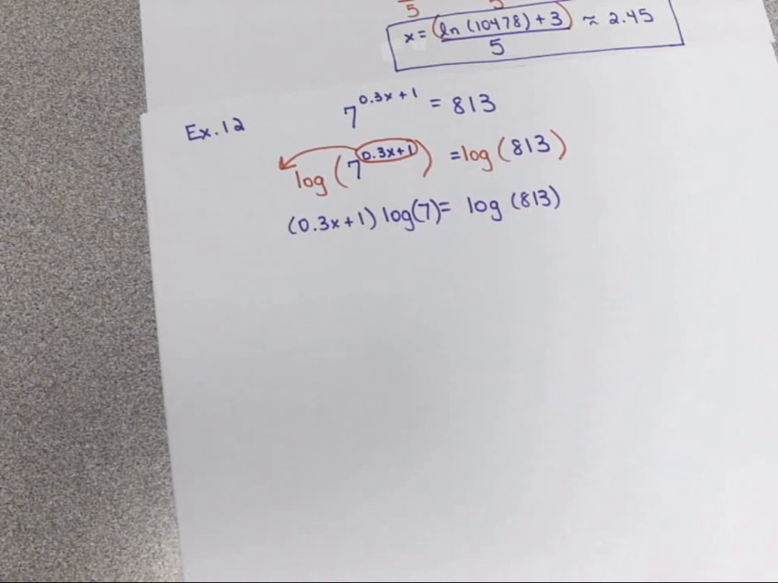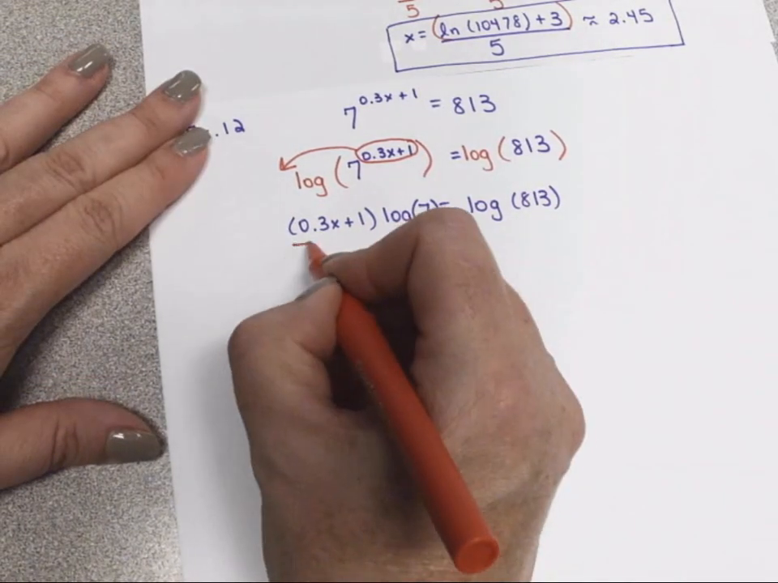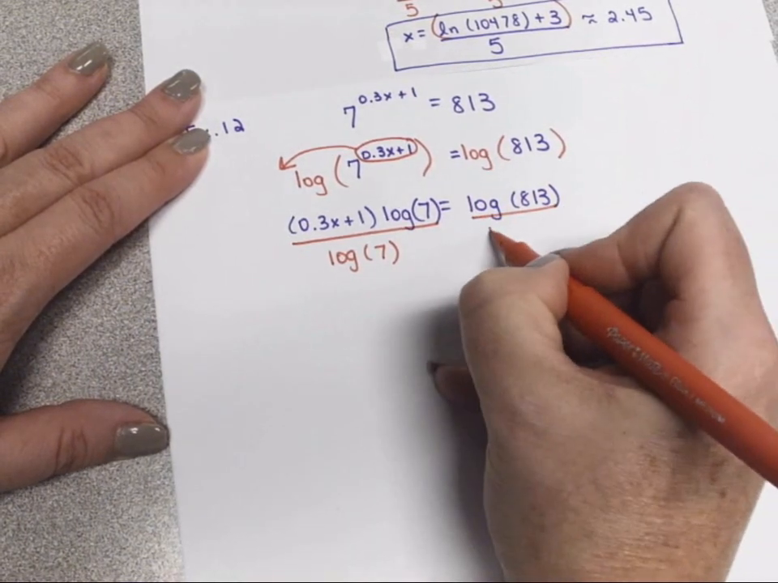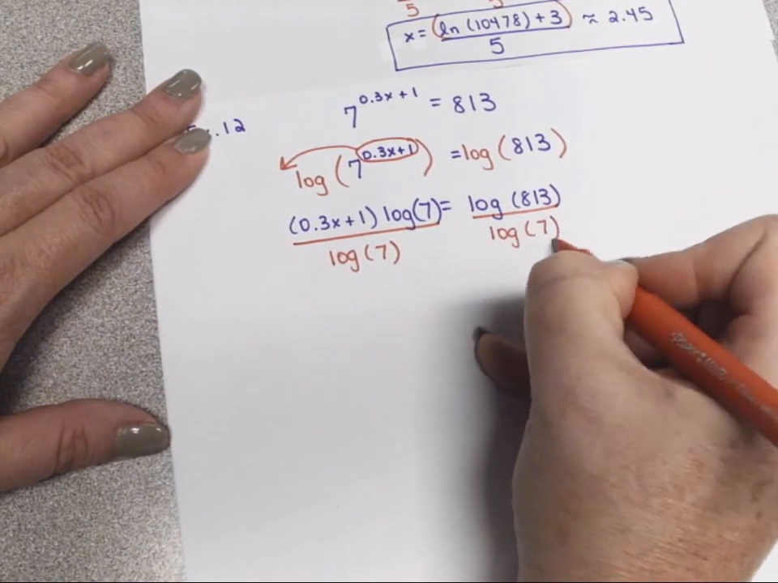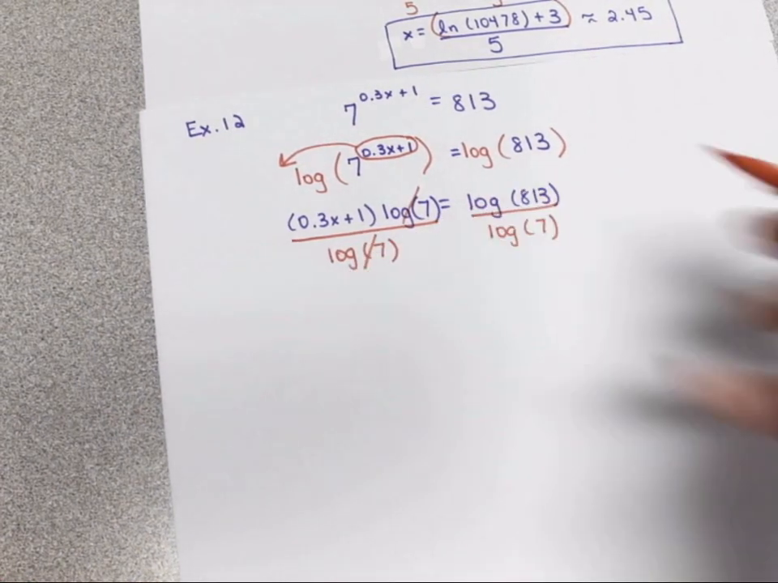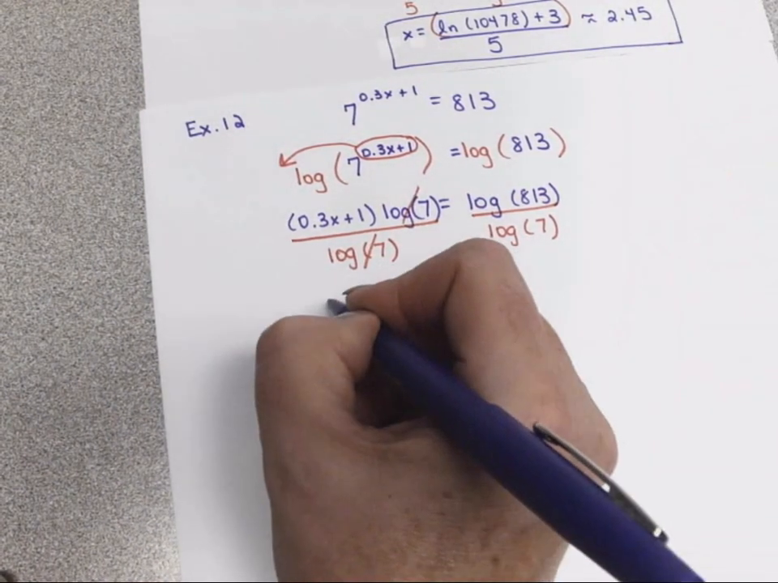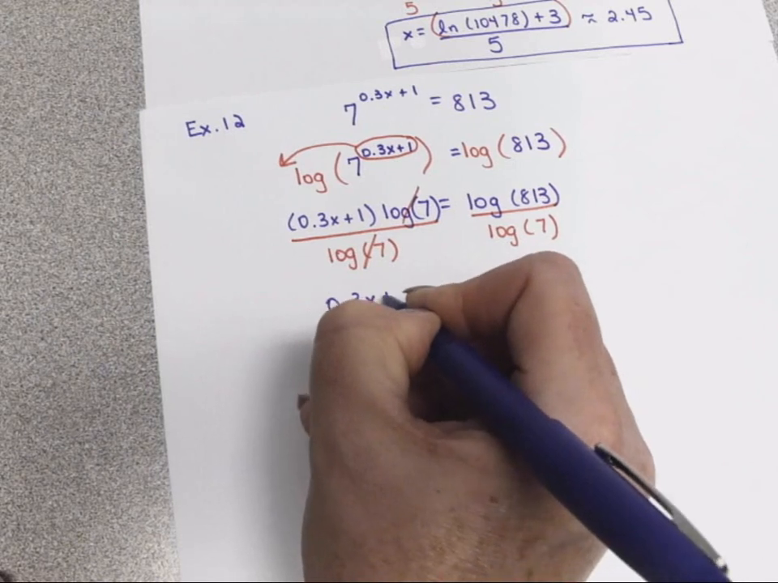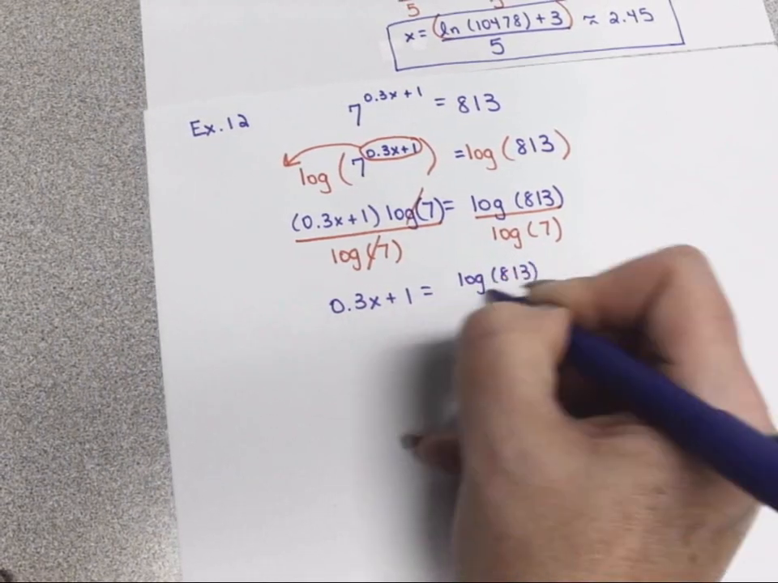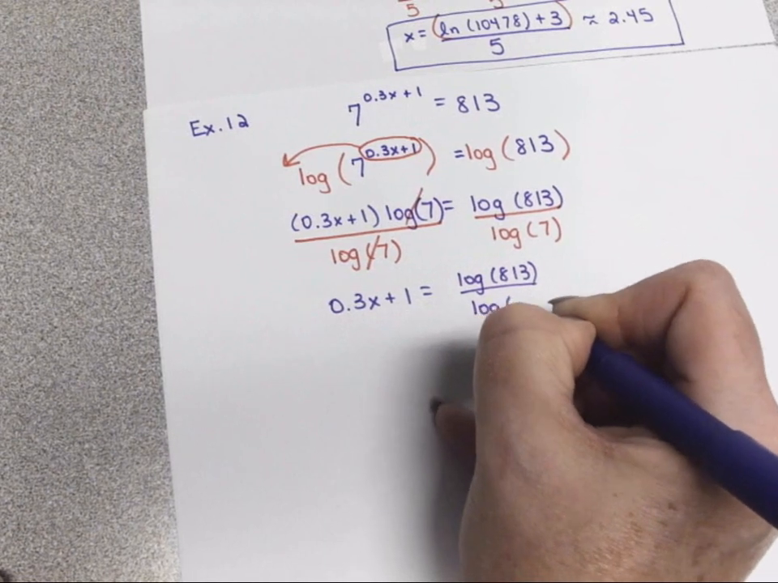So there's a couple of ways to do this. Okay, so I'm going to do the way that I think makes the most sense. I'm trying to get x by itself, so the first thing I'm going to do is get rid of the log and move it over. Notice I am multiplying originally, so I divide to get rid of it. So that's going to get rid of this, leaving me with 0.3x plus 1 equals log of 813 over log of 7.